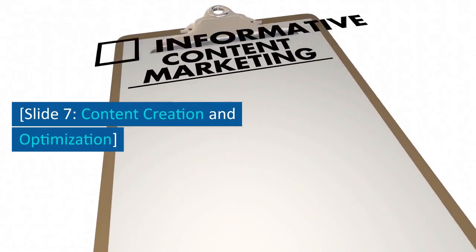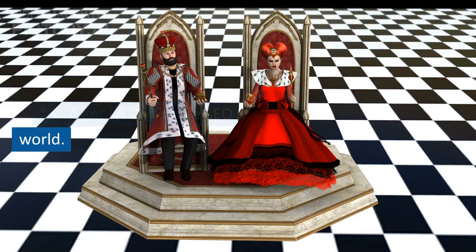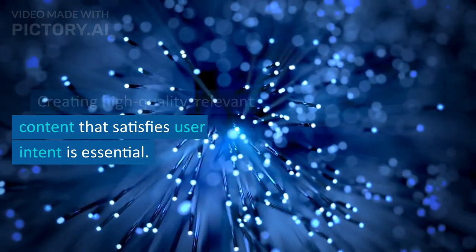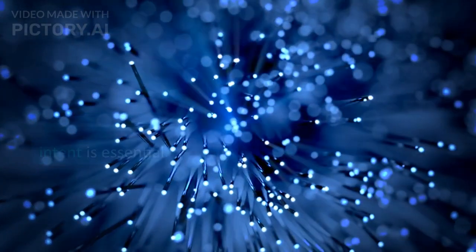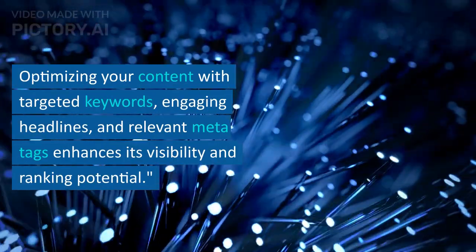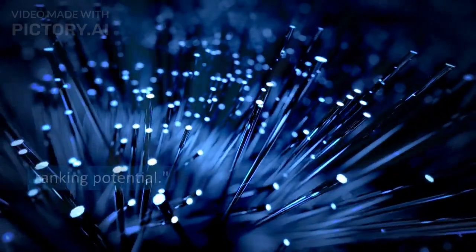Slide 7. Content creation and optimization. Content is king in the SEO world. Creating high-quality, relevant content that satisfies user intent is essential. Optimizing your content with targeted keywords, engaging headlines, and relevant meta tags enhances its visibility and ranking potential.